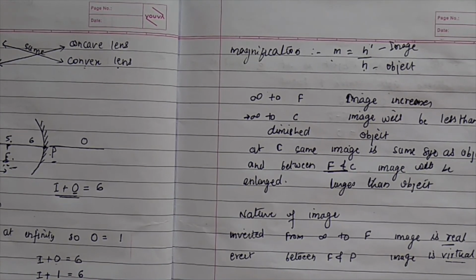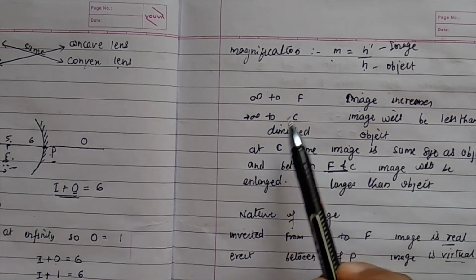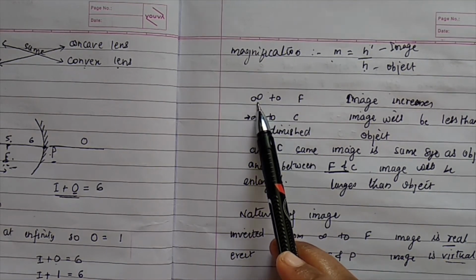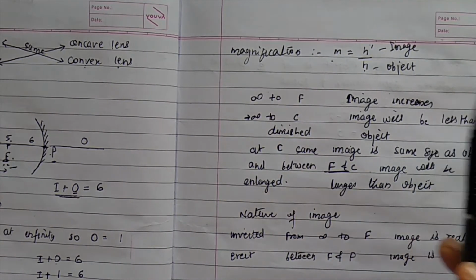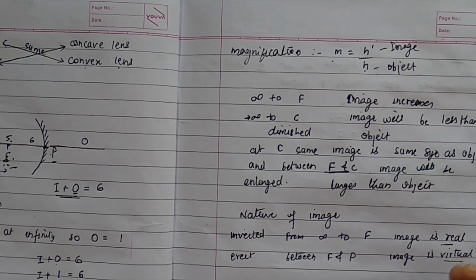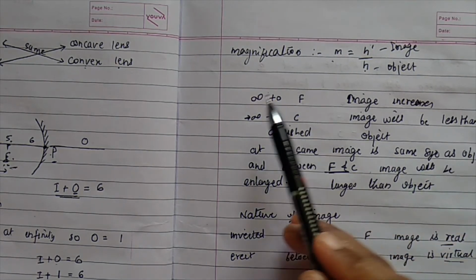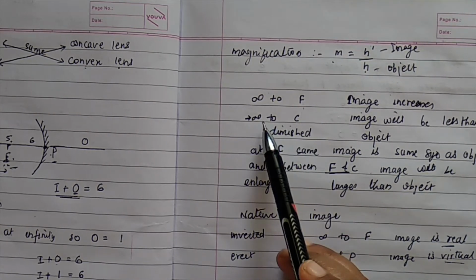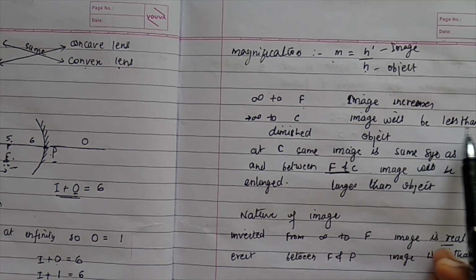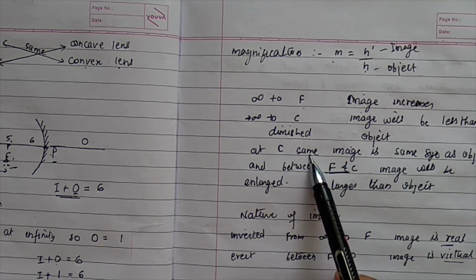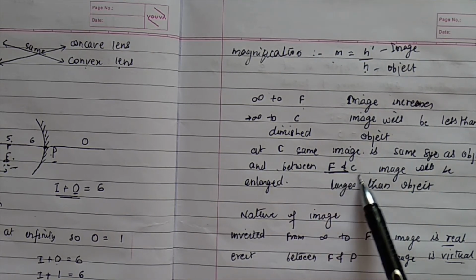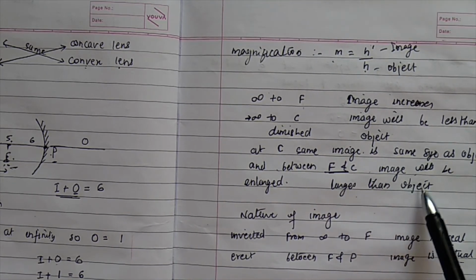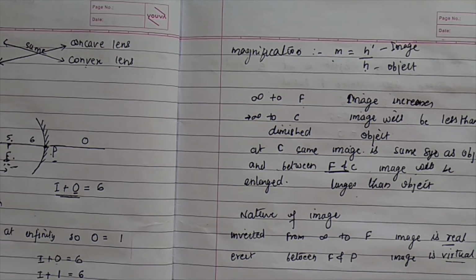For the magnification of the convex lens, the rule will be the same. If the object is between infinity and optic center, the size of the image increases from infinity to focus. From infinity to center of curvature, the image will be smaller than the object. At the center of curvature, it will be of the same size. And between focus and center of curvature, the image will be larger than the object. The rule stays the same.